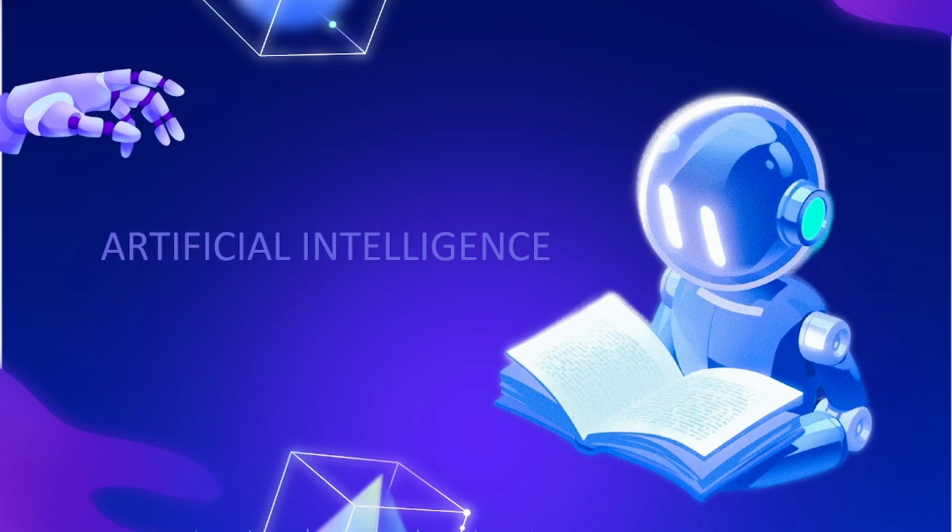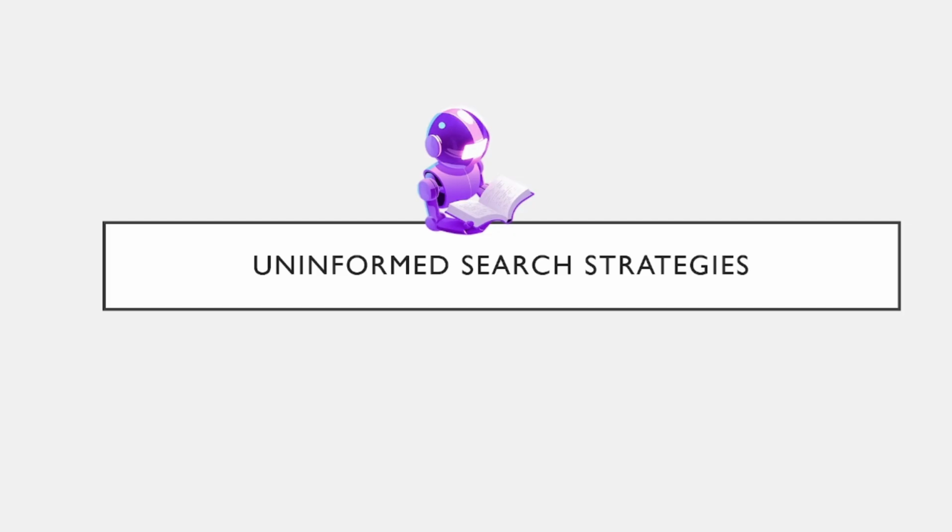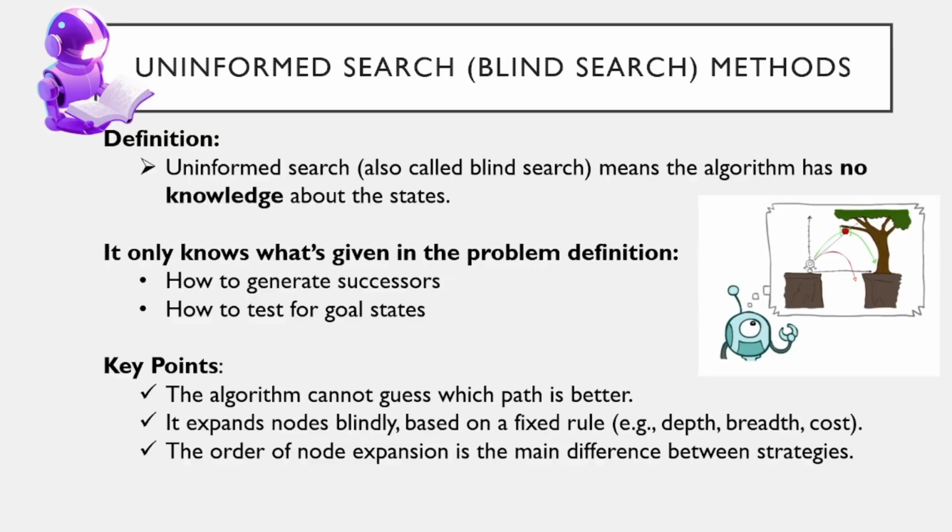In this video, we are starting a new topic which is uninformed search strategies, also called blind search. So, what exactly is uninformed search? Just imagine that you are dropped into a maze with no maps, no hints, nothing. You only know two things: how to move from where you are to the next spot, and how to recognize the exit once you see it.